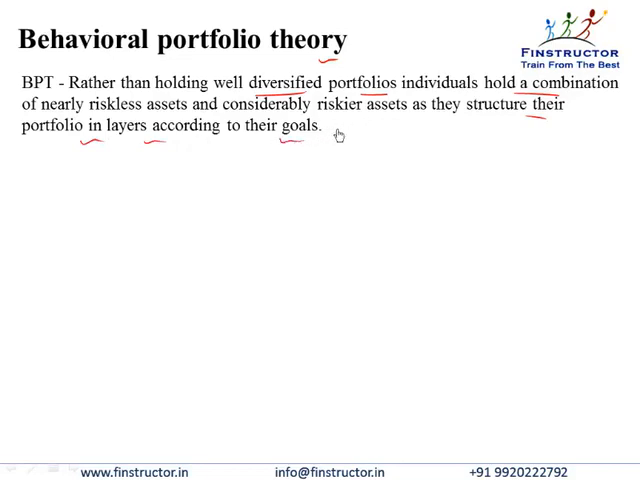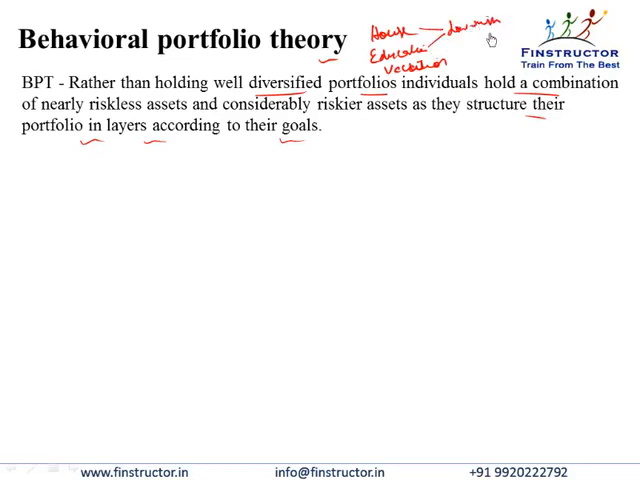So I have a goal of purchasing a house, of funding my children's education, and of going on a vacation. Now these two goals are fairly important. And this third goal of doing a world tour when I'm 60 is not a very important goal. Even if I miss out on it, nothing in my lifestyle changes. So what investors tend to do is that these two goals are funded by very low risk securities.